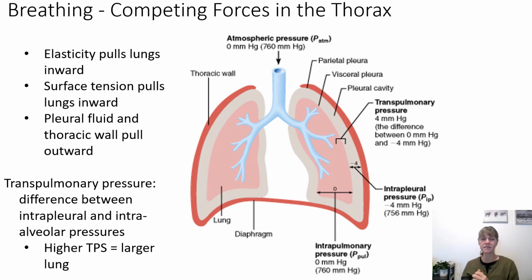If we look at the term known as transpulmonary pressure, that's the difference between the intrapleural and the intra-alveolar pressure. So the higher the transpulmonary pressure, the larger the lung becomes. So if the lungs lose elasticity, which is what happens with emphysema, then the lungs can become larger because they don't have that elastic connective tissue to pull them back inward.